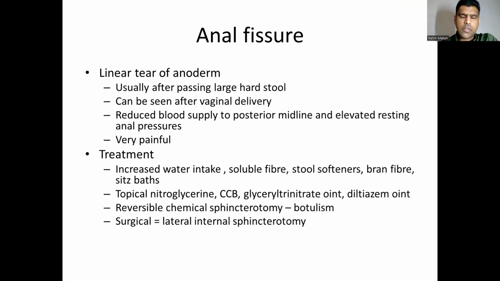Looking at the next type of pathology, we see an anal fissure. An anal fissure is a linear tear of the anoderm, typically in the posterolateral aspect of the anus. And it's typically brought about by passing a large, hard stool. It can be seen after vaginal delivery.